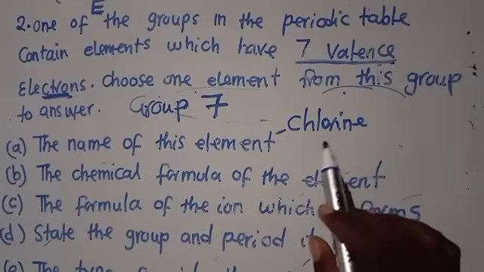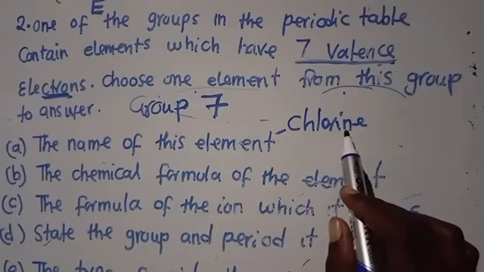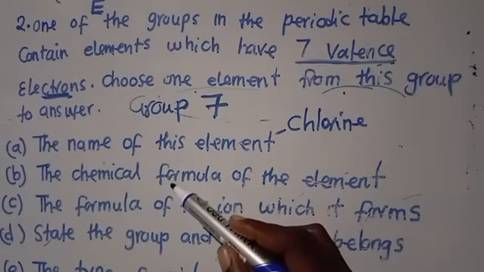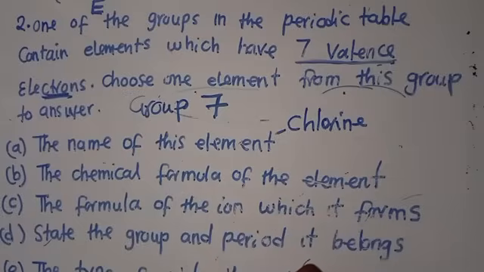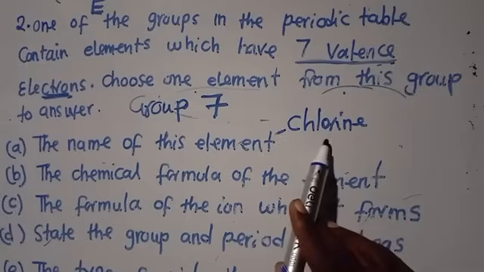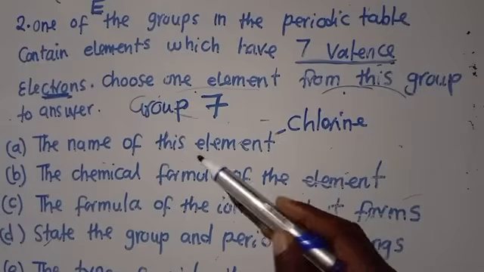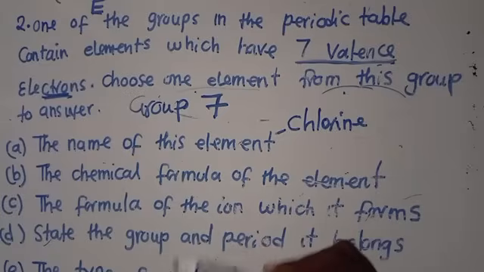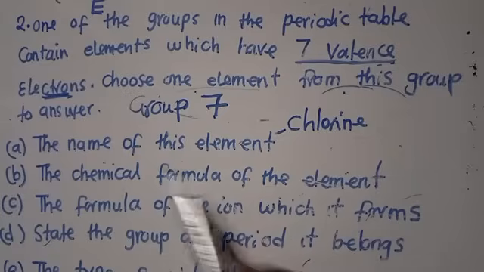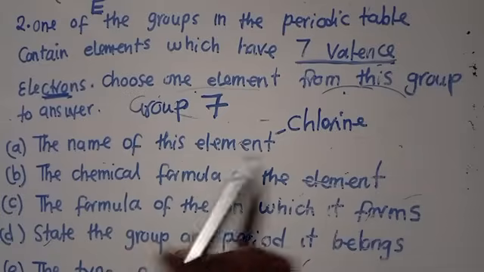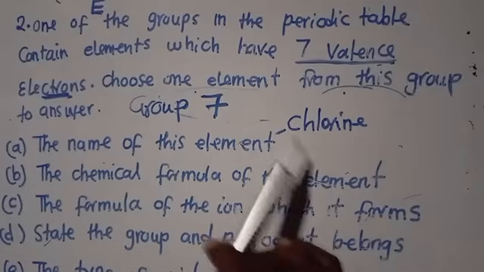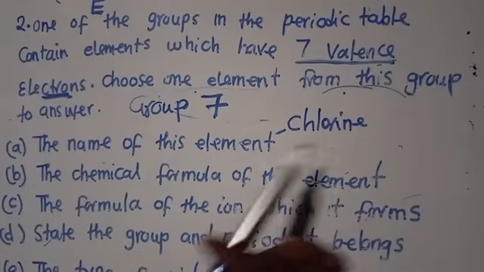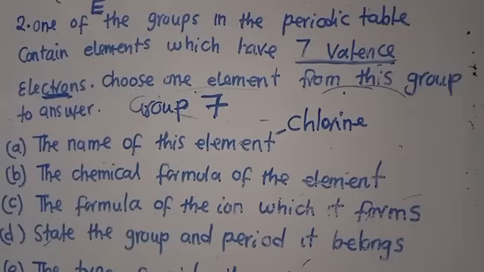So I'll go with chlorine because your first answer here will be used to answer all the questions that are down here. So let us just pick chlorine, so that our answers can be the same and we don't face challenges. So group 7, the name of this element is chlorine. This is not to tell you that you just pick one. You can pick any element from group 7.